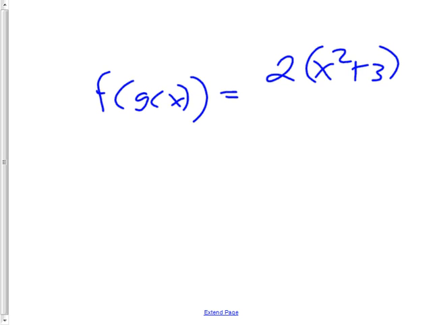Well, let's say that you have a big function like f of g of x, and it is 2x squared plus 3, all over 7. That is the combined function. How can we break it down into its parts? What was f of x? What was g of x? Here's the way to think of it.